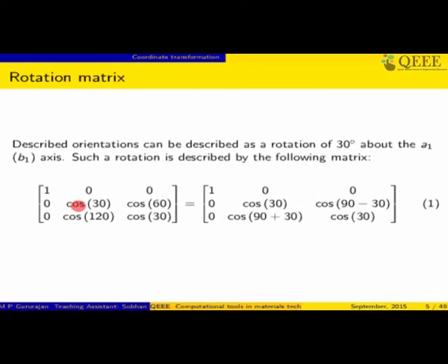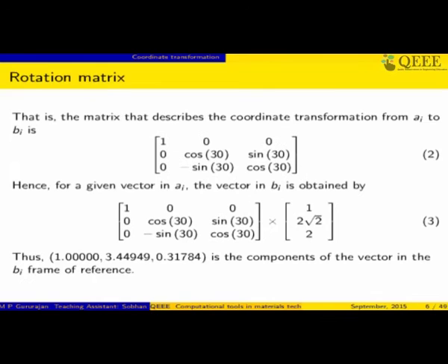So it is cos 30, cos 60, and this is cos 120 and cos 30 because of the geometry. If this is A2, B3 is making 60, so B3 with A2 will be making 120. These can be written as 1 0 0, 0 cos 30, cos 60 which is cos(90 minus 30), cos 120 which is cos(90 plus 30), and cos 30. Of course, then you can simplify using some trigonometric identities.